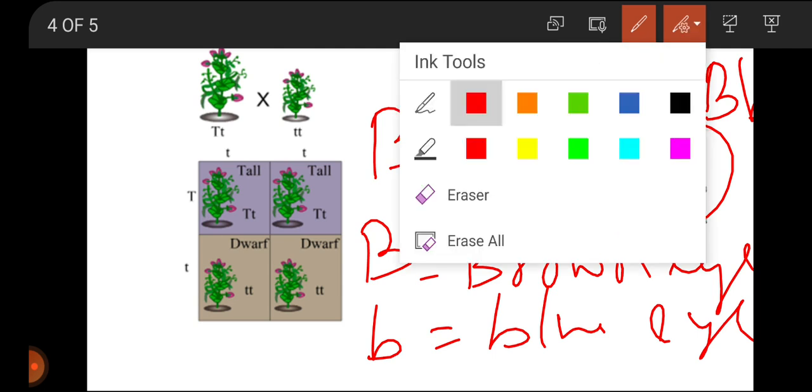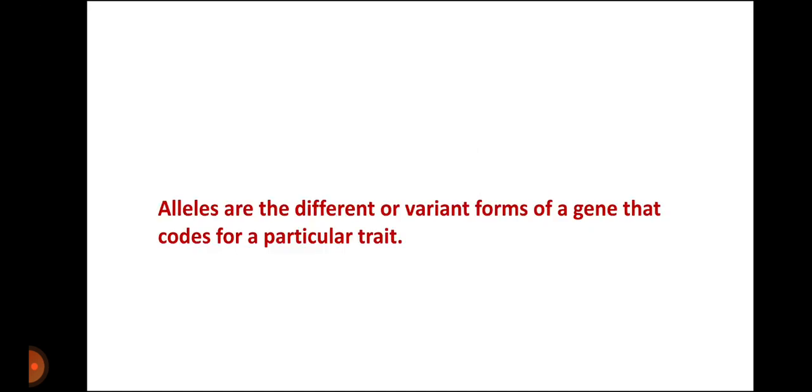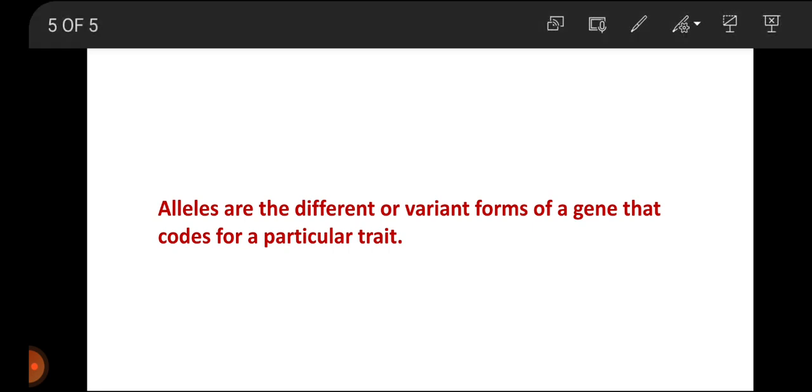Clear? So now we can say that alleles are the different or the variant forms of a gene that codes for a particular trait.